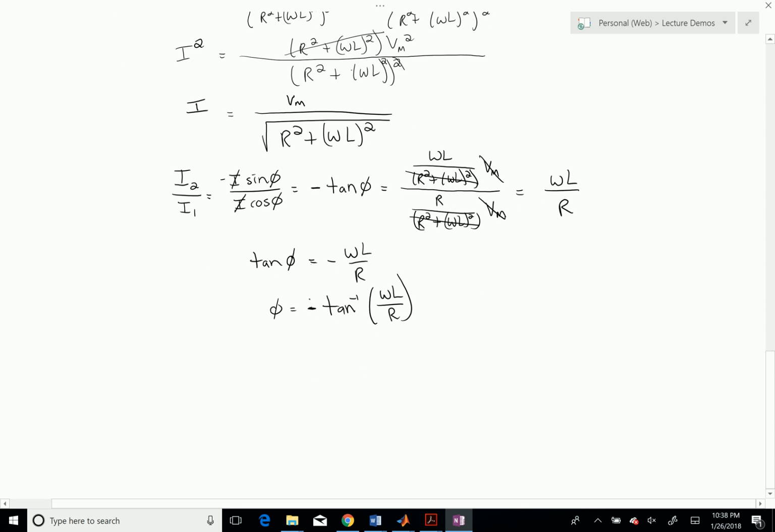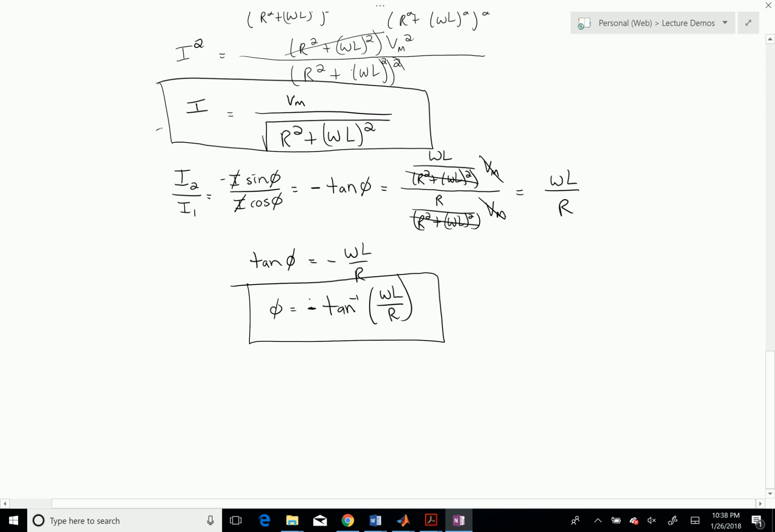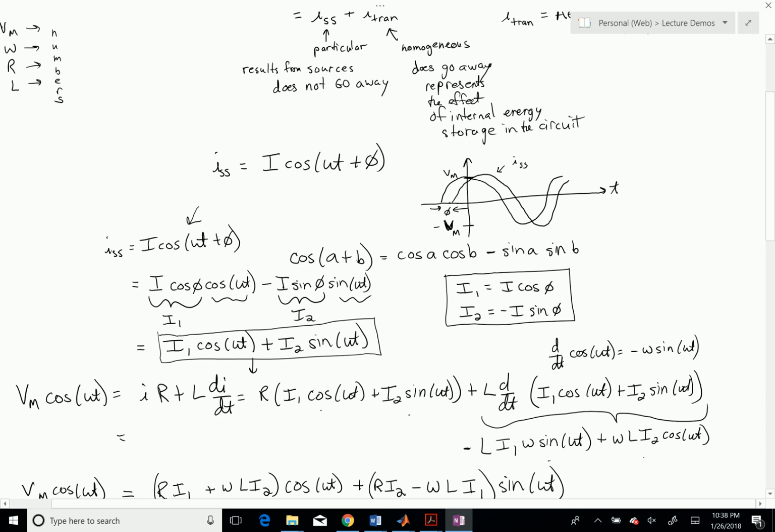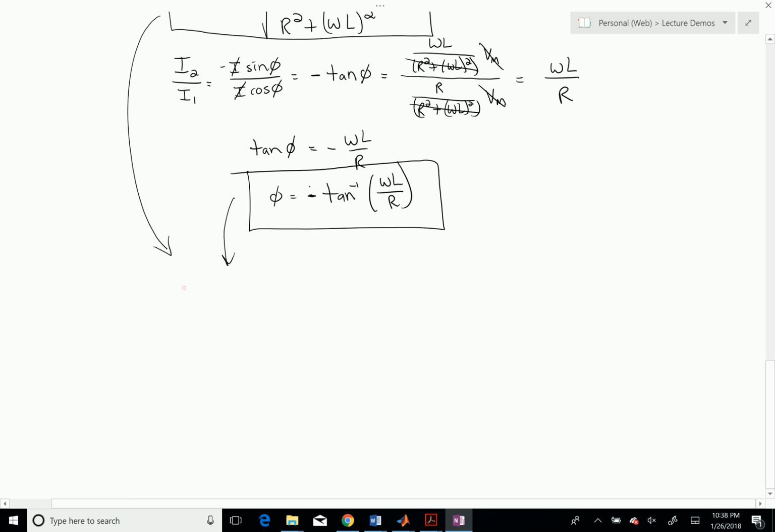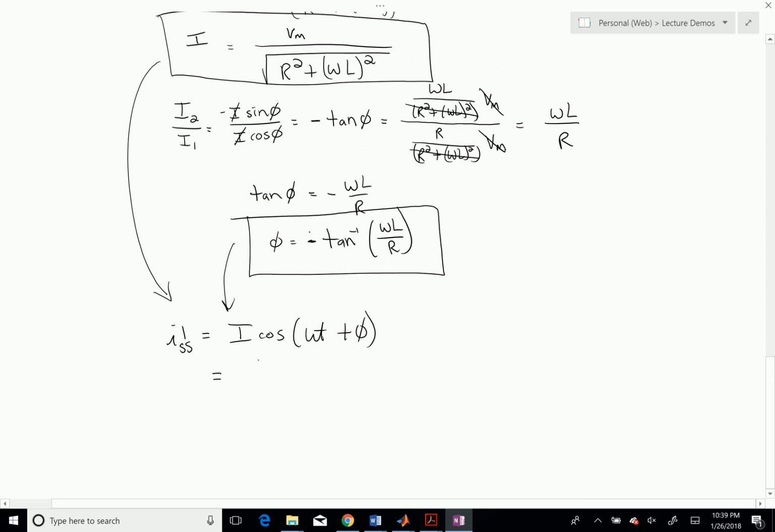I take this result here, and combine those two back into my original expression. And I see that my steady state current is simply I cosine omega t plus phi, or in these terms, I write it like so.